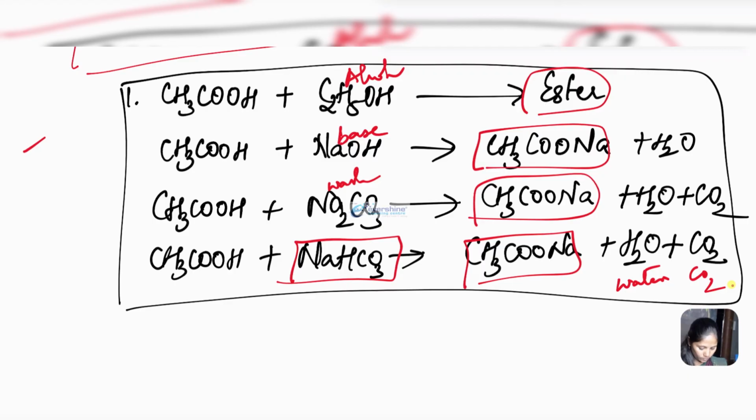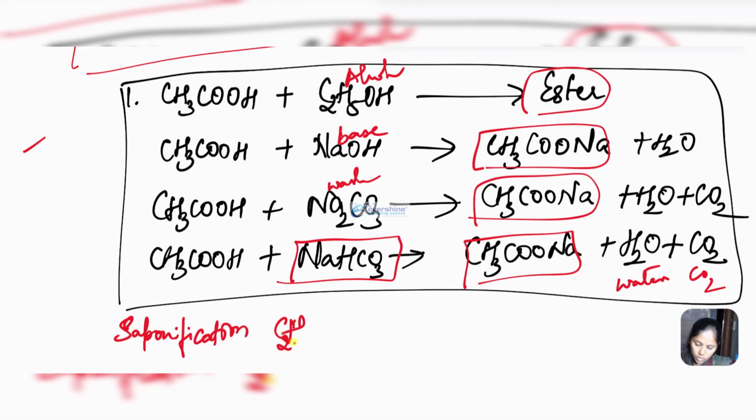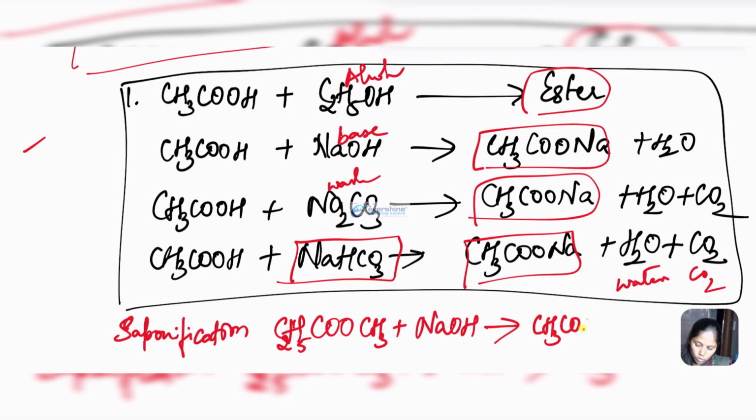And one more is there, saponification. So what is saponification? When you take ester, C2H5COOCH3, and add sodium hydroxide to the ester, it will form sodium ethoxide plus alcohol. This can be used for preparation of soap. Hence it is called saponification.